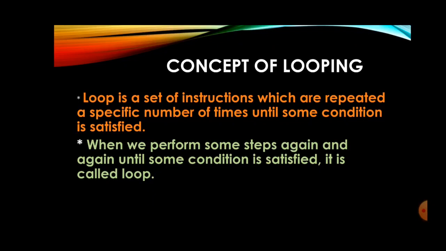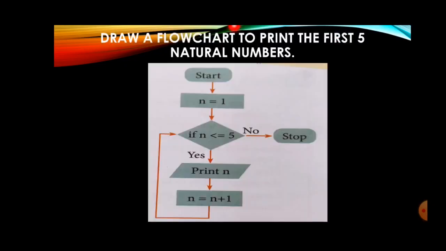Draw a flow chart to print the first 5 natural numbers. Students, to print the first 5 natural numbers, we will draw a flow chart, but with the help of the looping concept. You can see the first step is what? Start. Always we will write start.